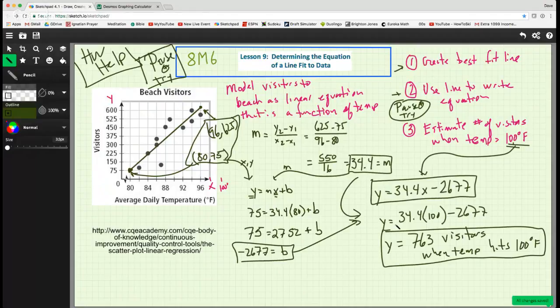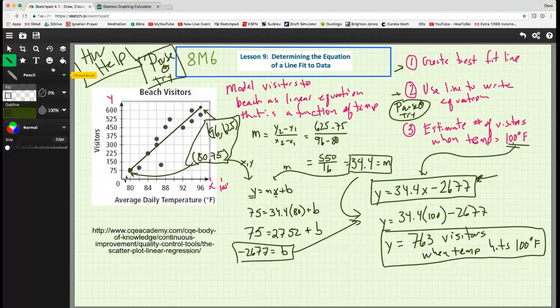Now let me ask you another question about the data. And it's kind of an advanced question, but do we think that this is a good model at all temperatures? Well, it's good, it's nice and linear right here. Do we think it's going to work at all temperatures? And let me give you a hint. Think low temperatures. Do we think that this model is going to work?